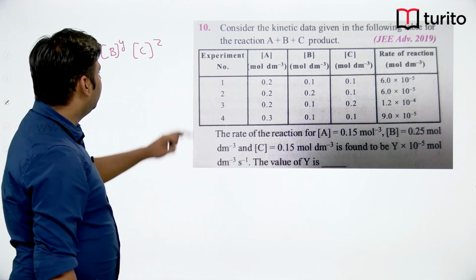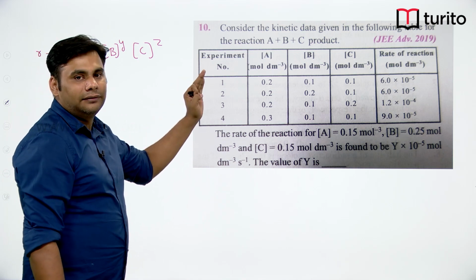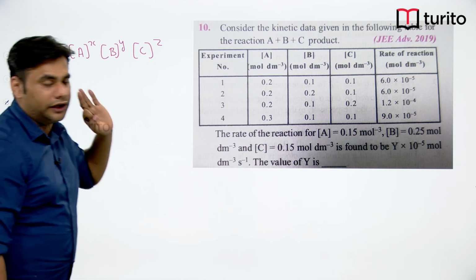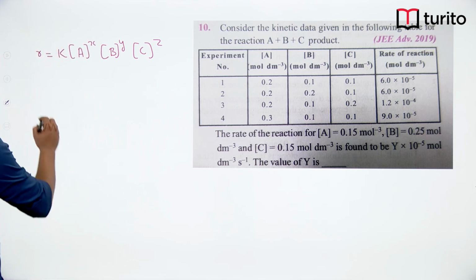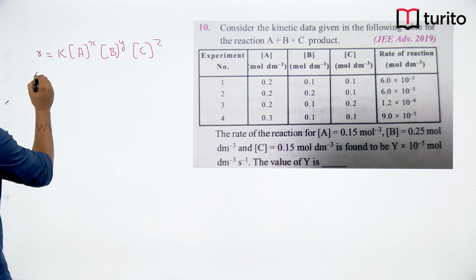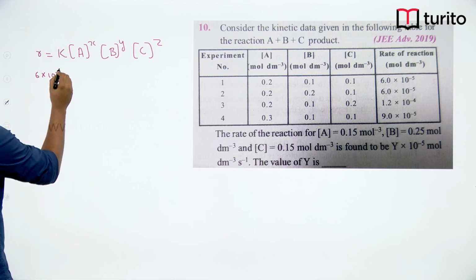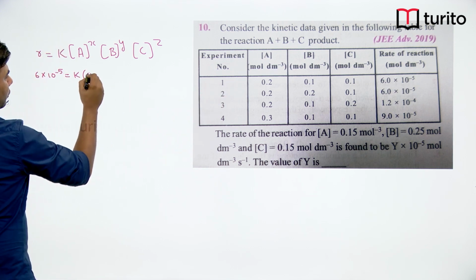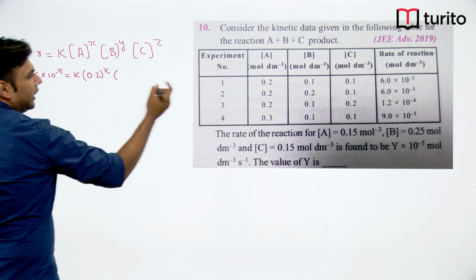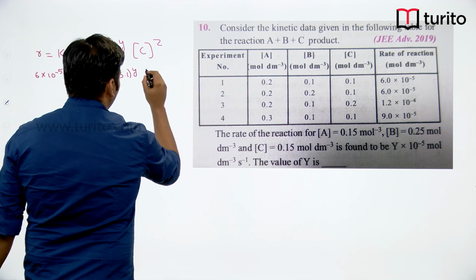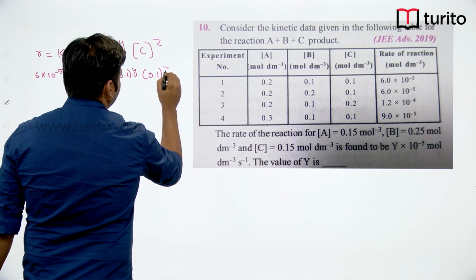So what we are going to do, we are going to plug the data that has been given through experiments in this expression and we are going to get 4 expressions. So let us put the first data. When we put the first data, the rate has been given to us as 6 into 10 raised to minus 5. This will be equal to K into concentration of A, which is given as 0.2 raised to power X, into 0.1 raised to power Y. The concentration of C is 0.1 raised to power Z.